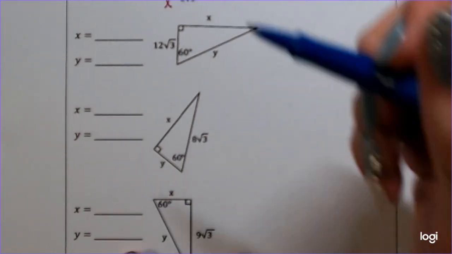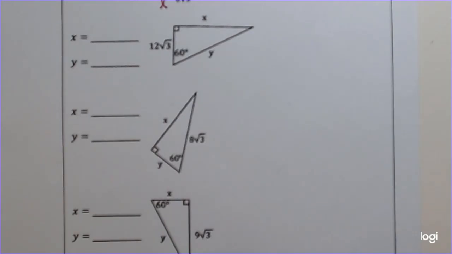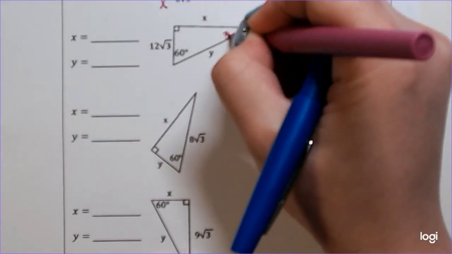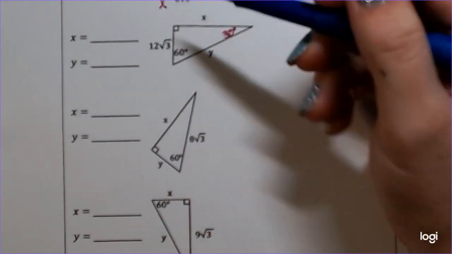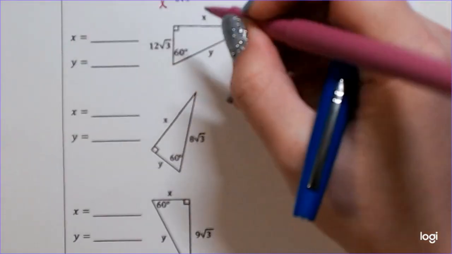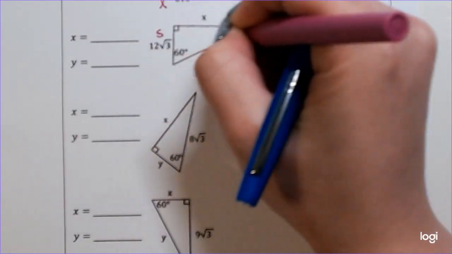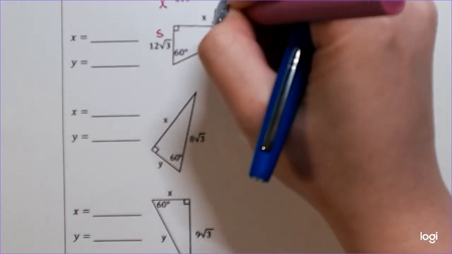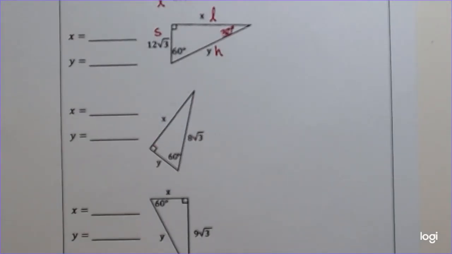Okay, this one says 60. Well, that means then this is my 30 degrees, because all triangles have to add up to 180. We have a 60, we have a 90, which then means this has to be a 30. So let's go through and label. We know this is the hypotenuse. This is the short because it's opposite of the 30, which makes this the long. Remember that L for 30, 60, 90s means long, not leg.